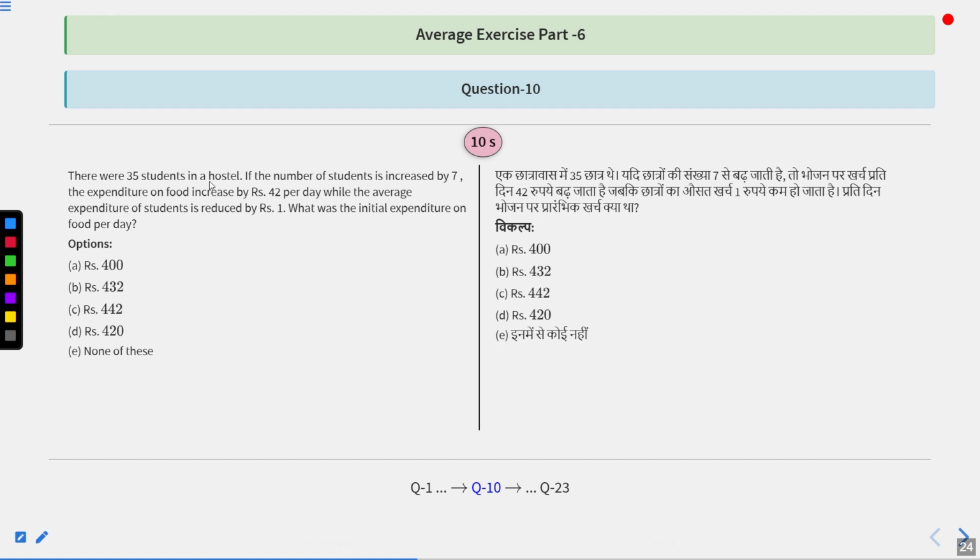There were 35 students in a hostel. If the number of students is increased by 7 and the expenditure on food increased by ₹42 per day, the average expenditure of the student is reduced by ₹1. What is the initial expenditure on the food per day? You have 5 options and 10 seconds to analyze the question. Your time starts now.